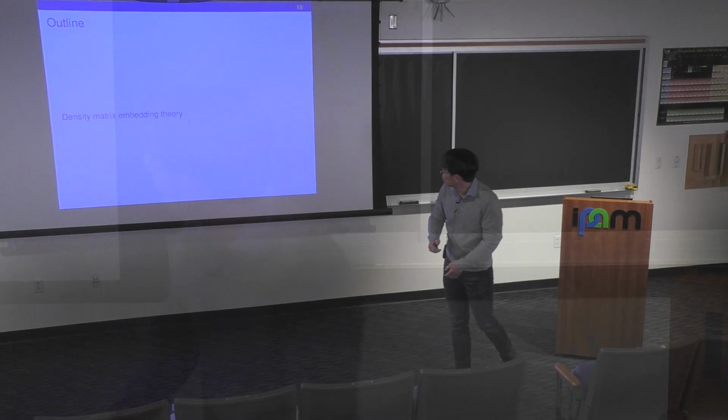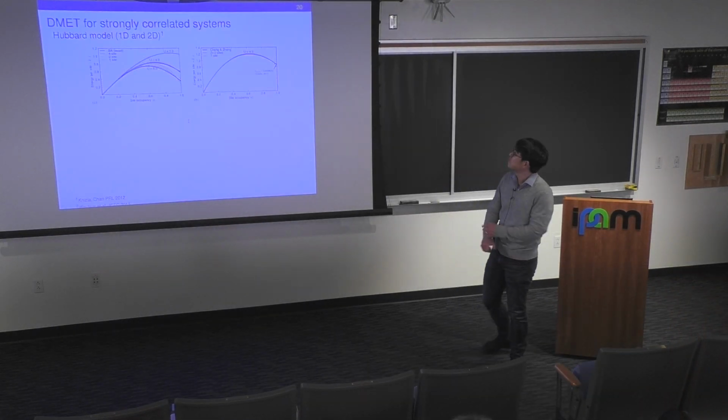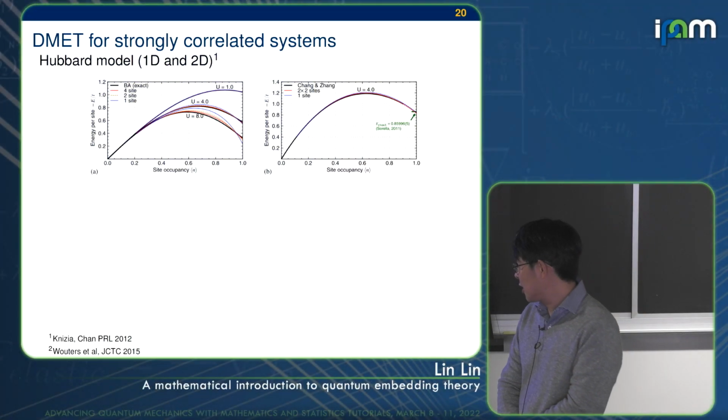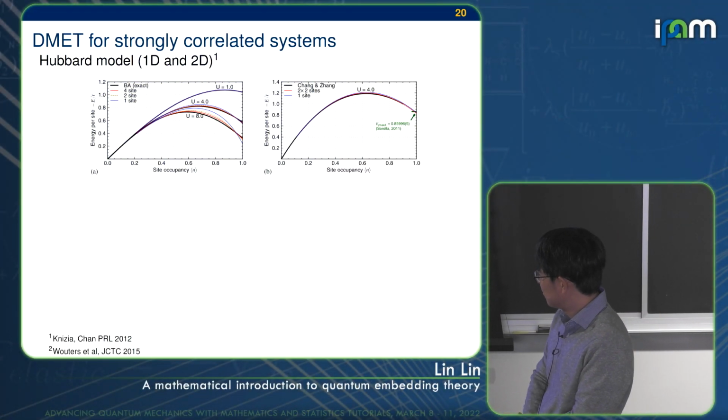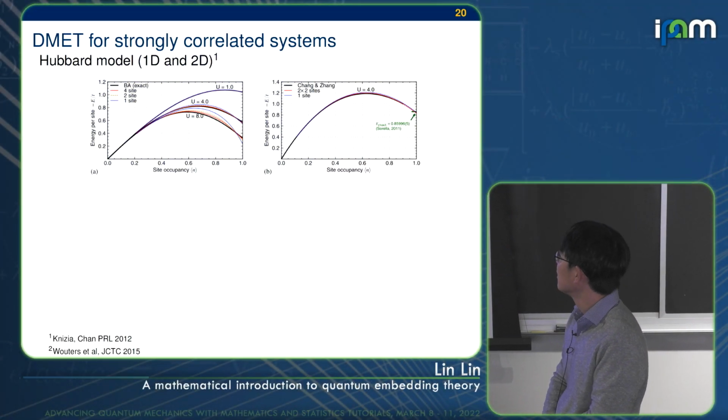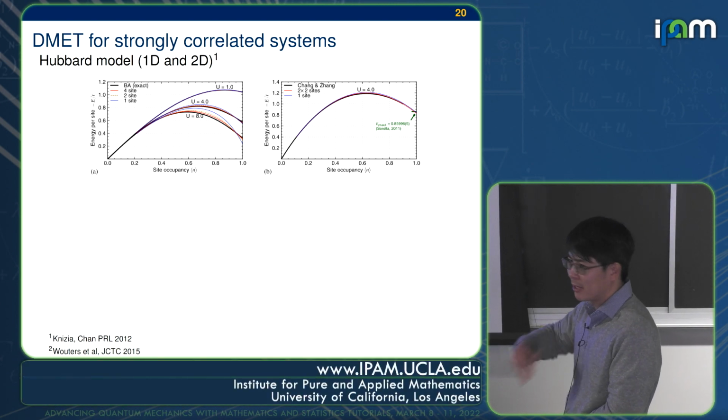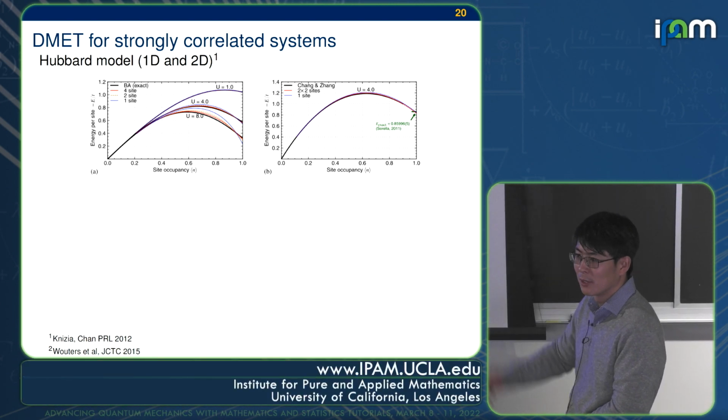Okay, so I'm going to talk about DMET. Why do we talk about that? This is a method that Garnet Chan and collaborators came up with about 10 years ago, and there are a number of papers on it, with applications published in Science, and so on and so forth. They're great.